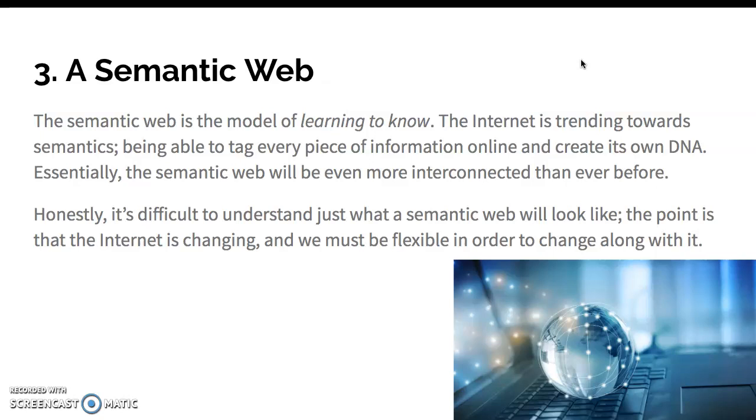The third socio-technological trend, and I'm going to be honest, this does not make sense to me at all. Maybe it was just the way the author wrote this. I've read a little bit about what semantic webs are, sometimes called the Internet of Things. The author describes it as the process of learning to know. Essentially, the internet is trending towards being able to tag every piece of information online and create its own DNA, then connect every part of the internet with another part of the internet.